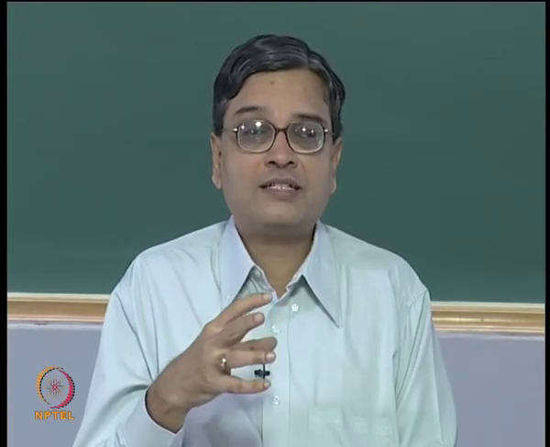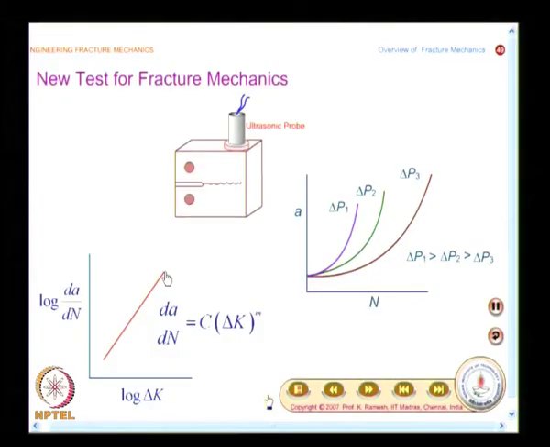That is the reason why you find in advanced codes they do not use Paris law as such, but a modification of Paris law which also explains what happens when failure is going to take place. So, that is why people use Forman law where K1C is embedded in the equation. As such, Paris law does not tell you when the crack becomes critical.